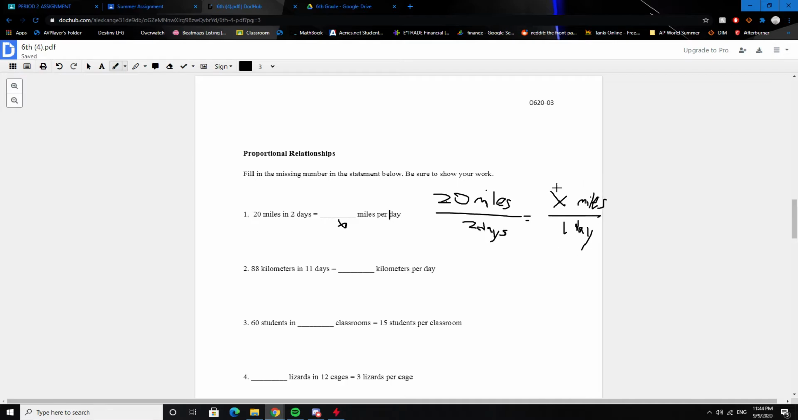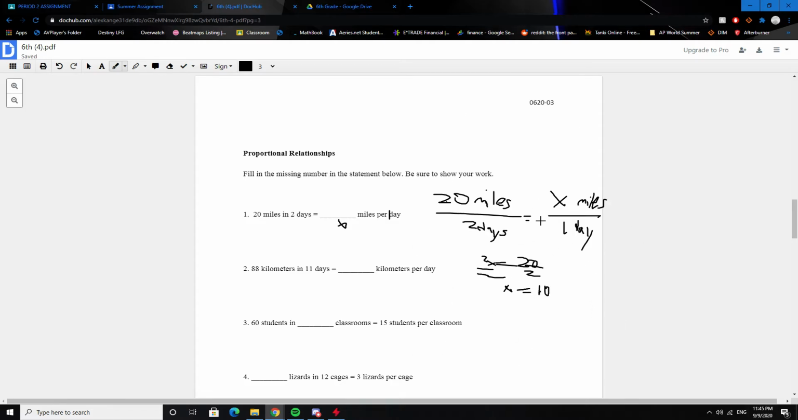So you could do this the formal way, which is just cross multiplying. You would cross multiply 2 times x, 20 times 1, and you would get 2x equals 20. You divide both sides by 2 and get x equals 10. Or in this case, it's pretty easy.